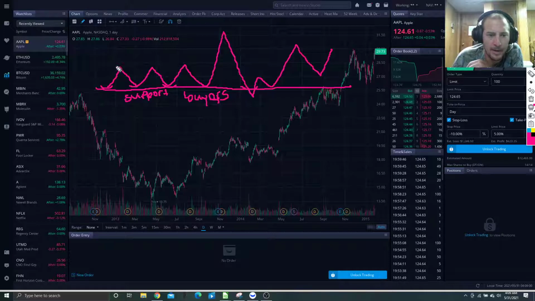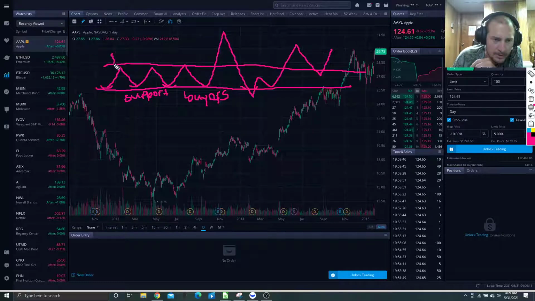And same thing on the top. If price is moving down repeatedly from the top, this is a resistance level. A resistance level is a place where price will likely move down. There are a lot of people who see overvalue at this location, so there are a lot of sellers there.